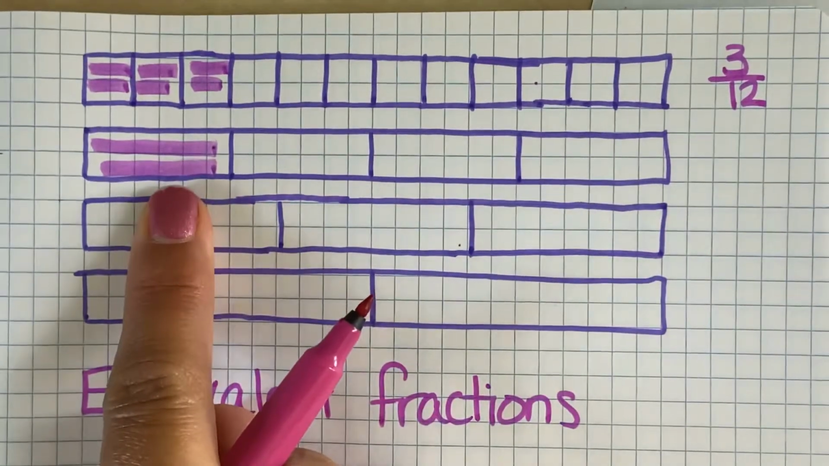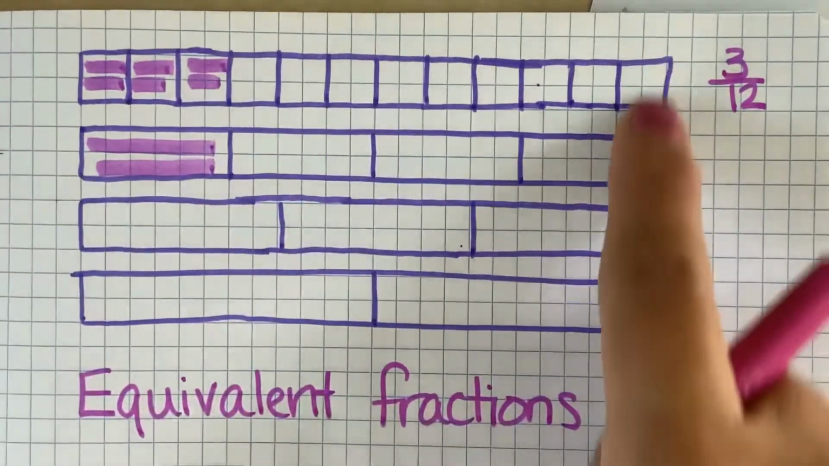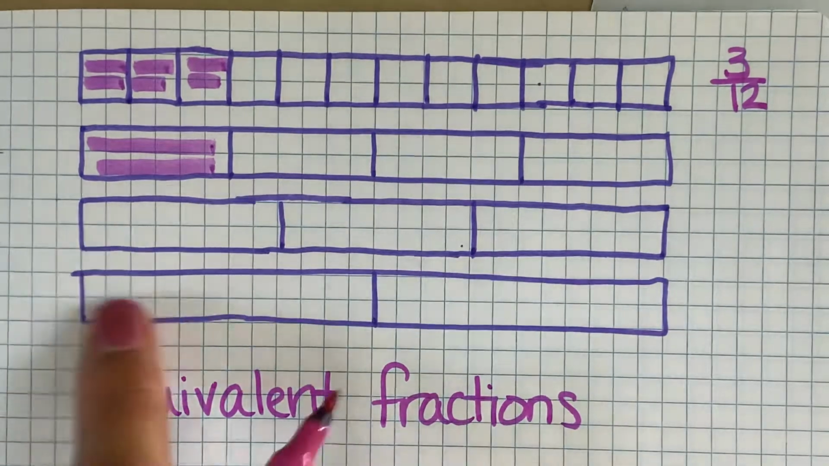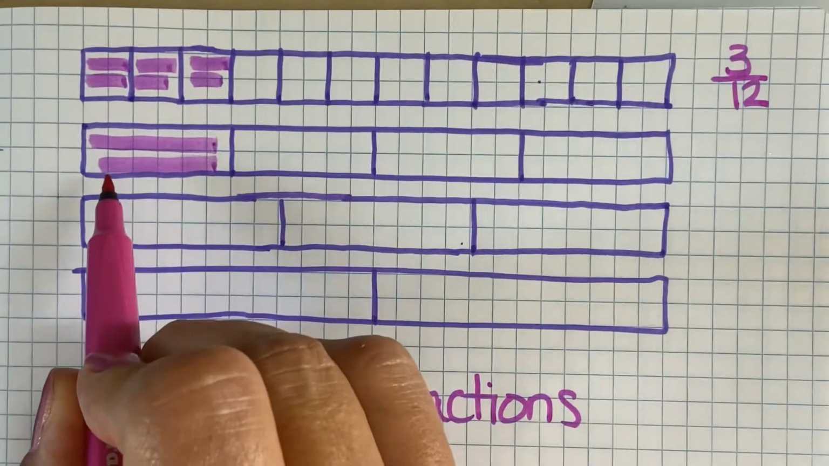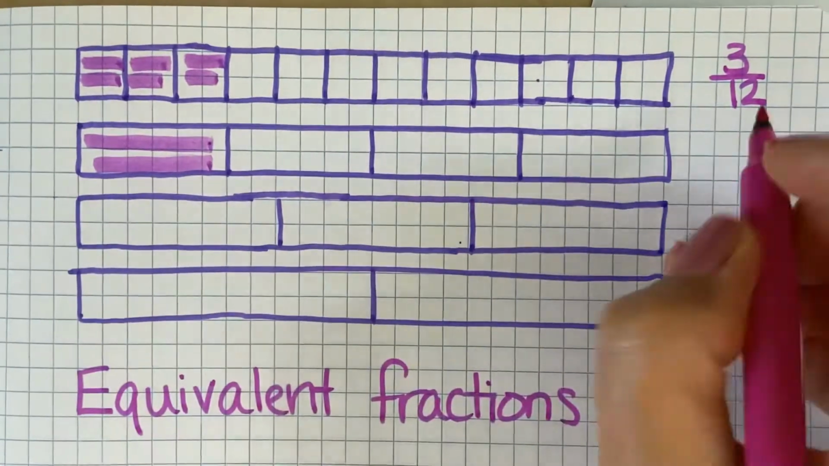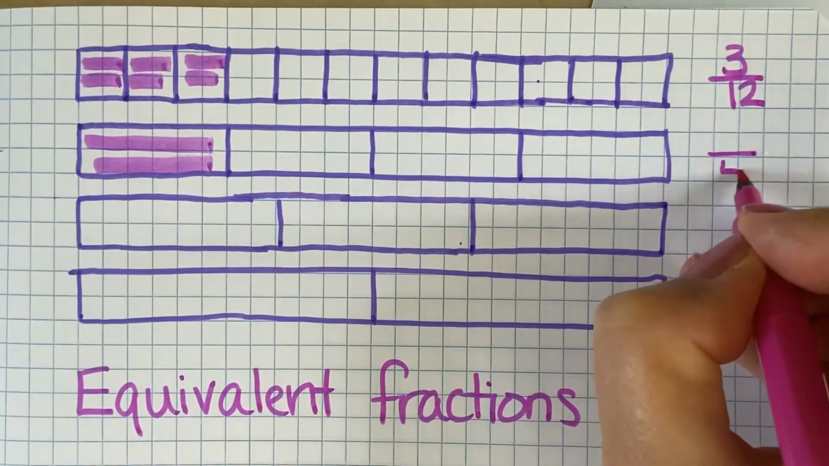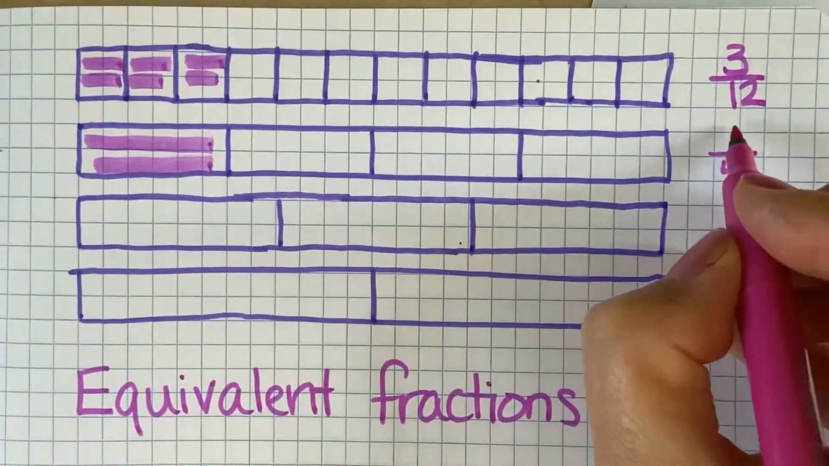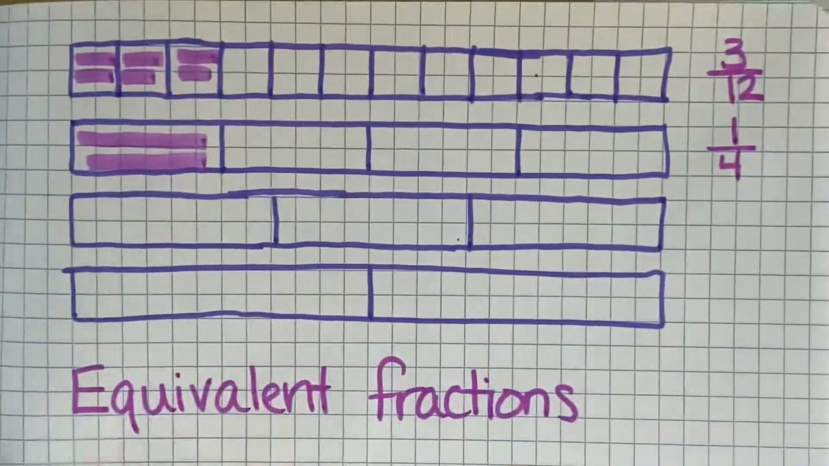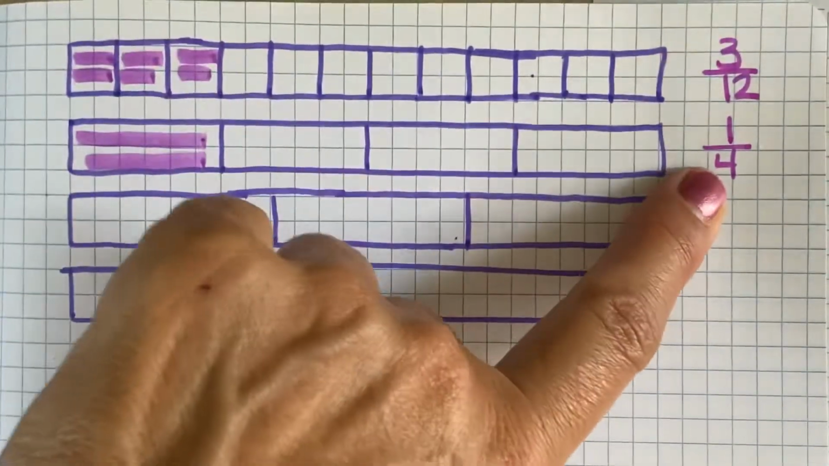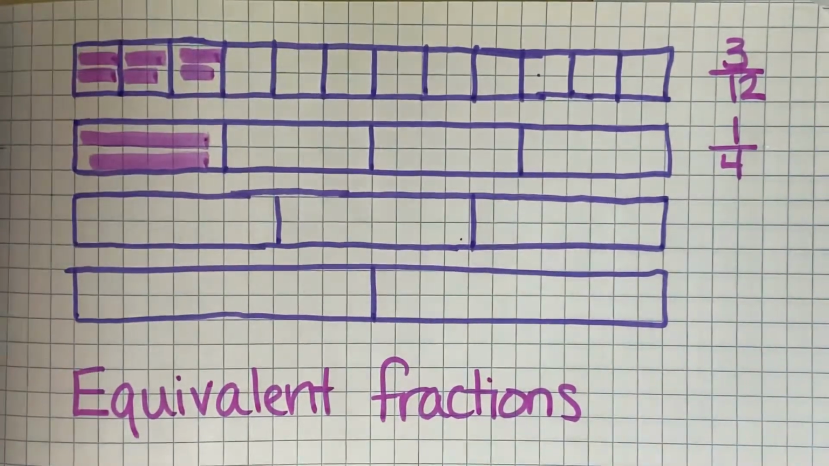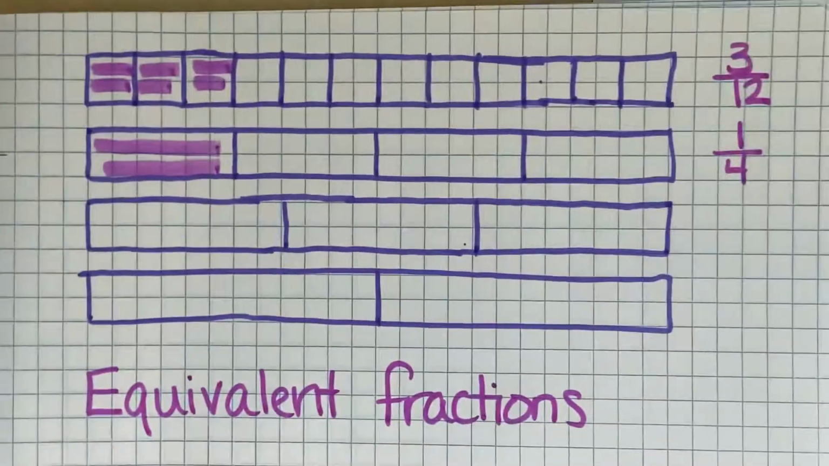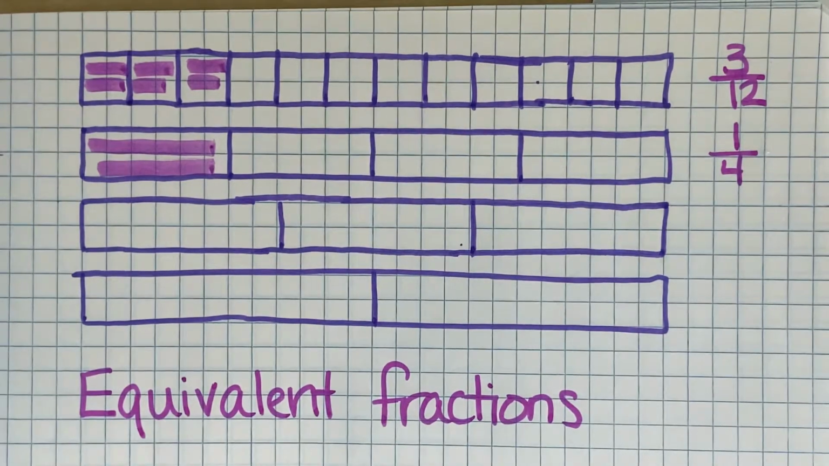For my second one, all of these are the exact same size. I'm just splitting them up in different ways. On this one, I have 1, 2, 3, 4 boxes, and I only have one shaded. So what I'm saying is 3/12 is equal to 1/4, which it is. If you look here, it takes up the same amount of space, and they are equivalent fractions.